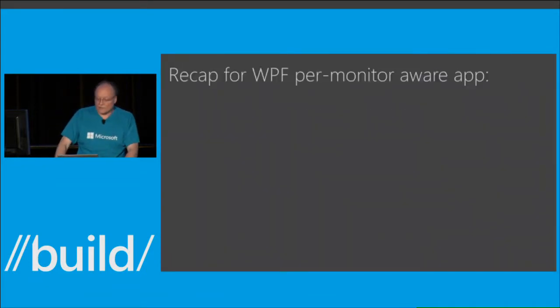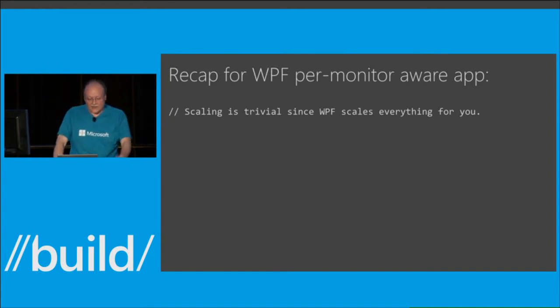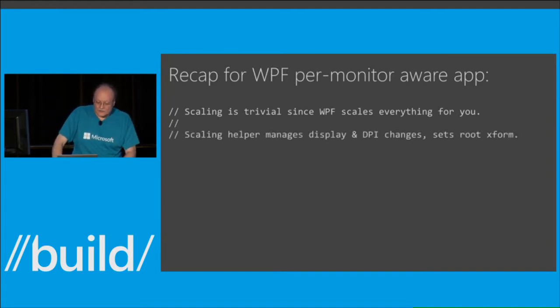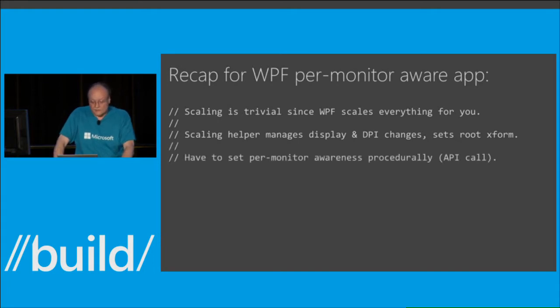So to recap, if you have WPF, the scaling is pretty easy because WPF literally scales everything for you. You can write a scaling helper function, as we did before, a little library and a class that manages the display and the DPI changes. For WPF, the way you would apply that is to set a root transform. You have to set the per monitor awareness procedurally through an API call.